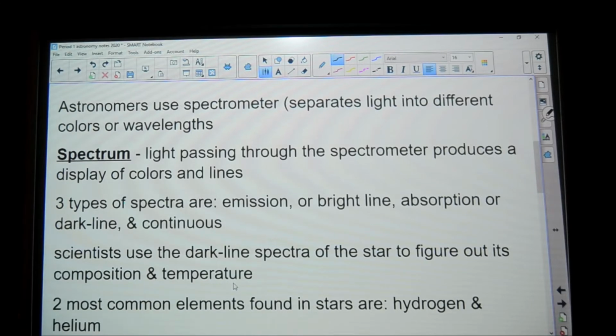Next year in chemistry, you guys will do a lab with using a spectrometer. It's going to separate light into different colors or wavelengths. Scientists or astronomers use this really quick to get the absorption, the dark line spectrum. This one, we're going to try to figure out what the composition of the star is, what the temperature of the star is. With that one, most stars are made of two elements, hydrogen and helium.